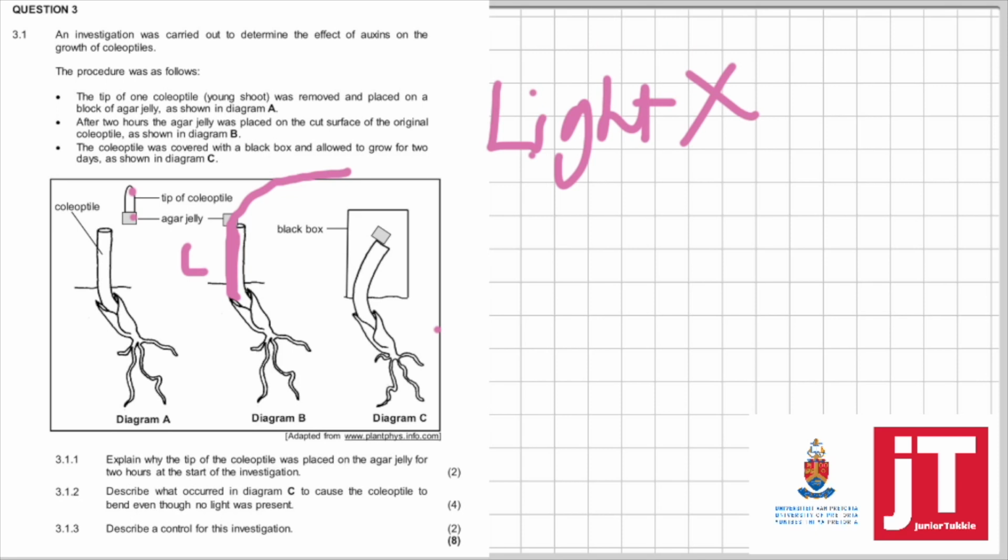3.1.3. Describe a control for this investigation. Now, if you look at your aim at the top, your aim is to determine the effect of auxin on the growth of the coleoptile. So what are you measuring? The effect of auxin. So to set up a control, you have the experiment exactly in the same way, but you take away the auxin. Right, let's look at the memo.